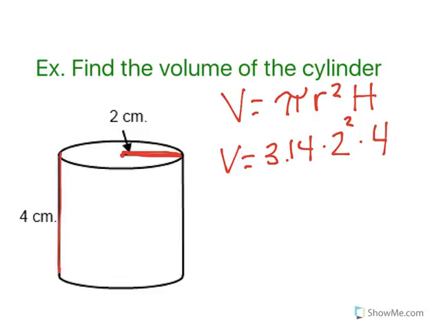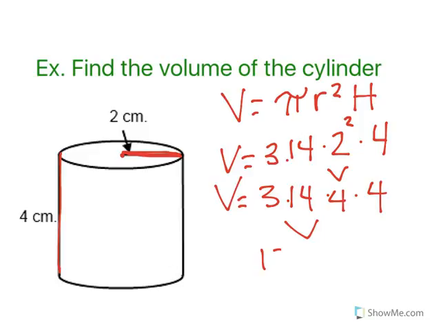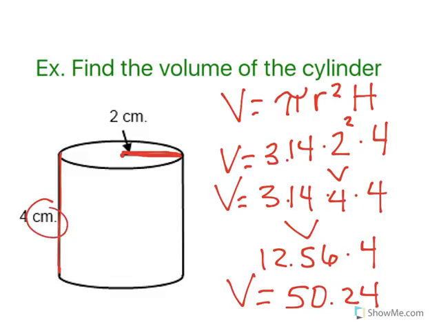That's my height. So again, I'm just going to be following order of operations to solve this problem. So I'm going to do exponents first, bring down everything else. That's my volume. And then I'm going to work from left to right. So I'm going to do 3.14 times 4, and that's going to be 12 and 56 hundredths. And multiply that by 4, and that's going to be 50 and 24 hundredths. And that's going to be my volume. And again, I have to include my units. So my units are centimeters, and volume is always cubed.